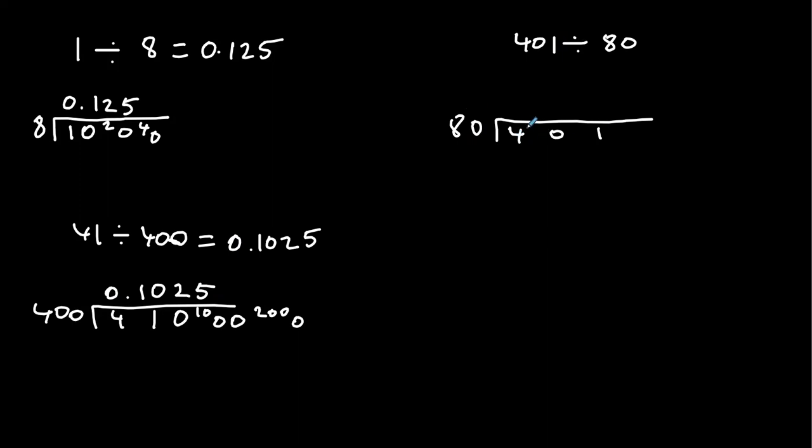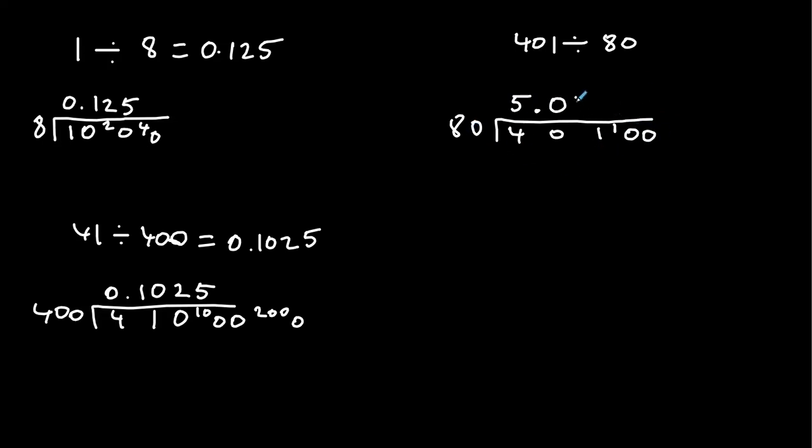Eighty goes into 401 5 times with a remainder of 1. 80 doesn't go into 1, so we go ahead and add our first 0, and then we put a point for that at the top. 80 still doesn't go into 10, so we add our second 0 for this remainder, and then we put a 0 at the top for that second 0.